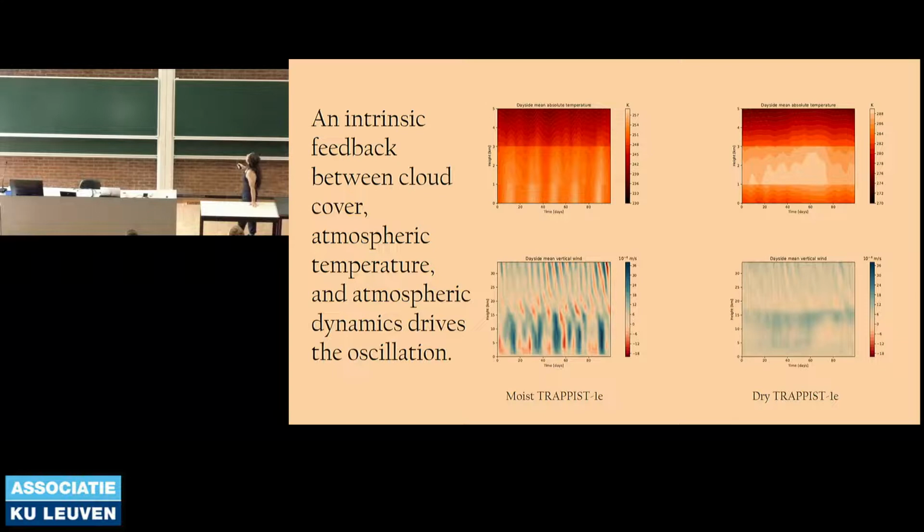So this again is a comparison of the moist and the dry Trappist-1 atmospheres. This is the absolute temperature on the day side, and you can see that there's a periodic heating here 5 times in this period, whereas that doesn't happen in the dry atmosphere. And this is the vertical wind, which you can see is oscillating between kind of positive and negative on the same time scale in the moist atmosphere, but not in the dry atmosphere. So that means that the air is rising and subsiding in turn.